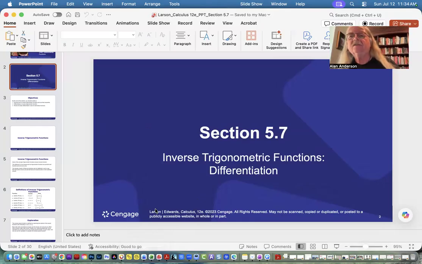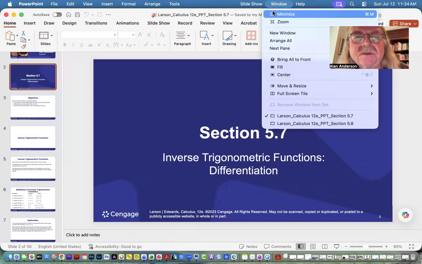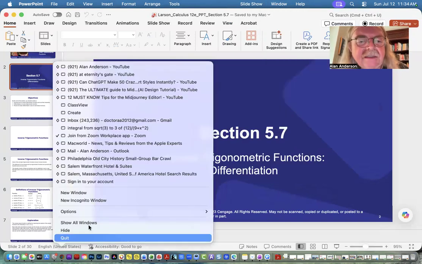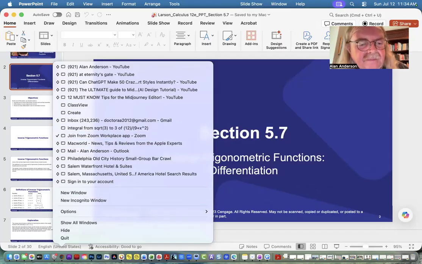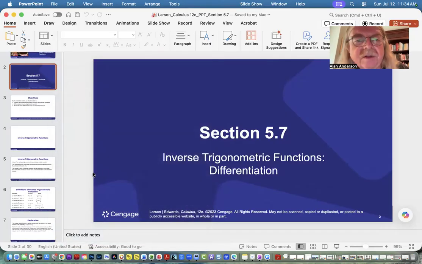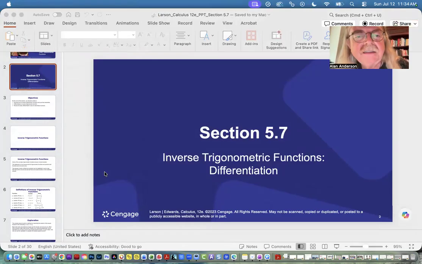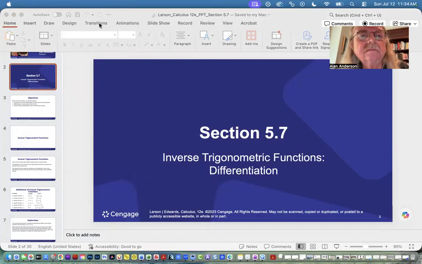So let's go back and look at Cengage and see what's still due. Hold on one second. God, I've got so much stuff open. I'll have to find it. Hold on.